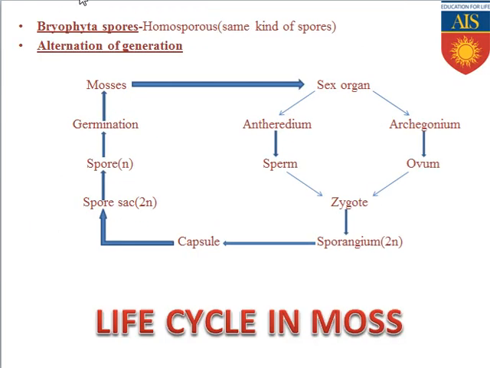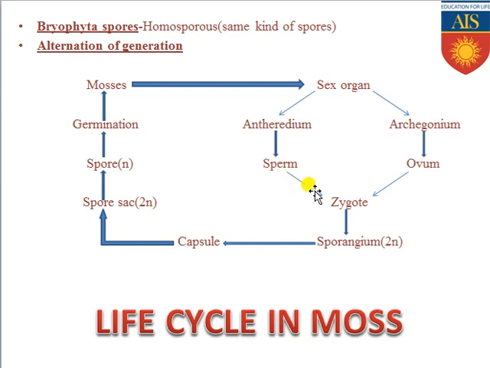Next slide you can see the bryophyte spores. Those are all homosporous because they produce only one kind of spore, the same kind of spores. They also show alternation of generation or metagenesis. So how does the alternation of generation start? First of all, these are the mosses. Mosses have sex organs: the male sex organ, antheridium, and the female sex organ, archegonium. From the antheridium sperms are produced, obviously from the androcytes, and in the archegonium the ovum is present within the venter.